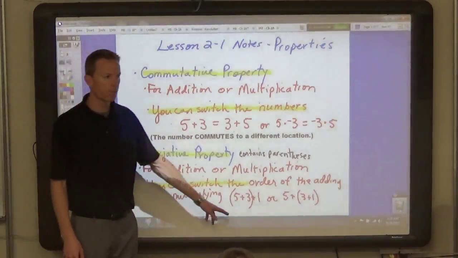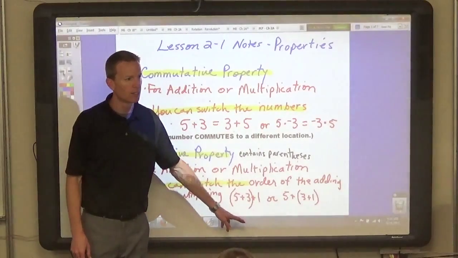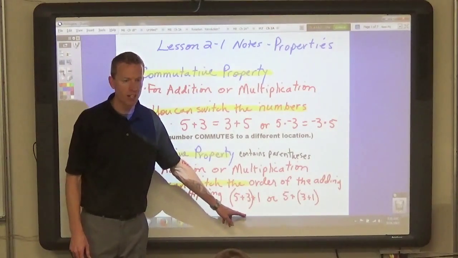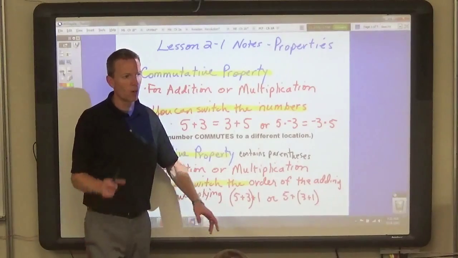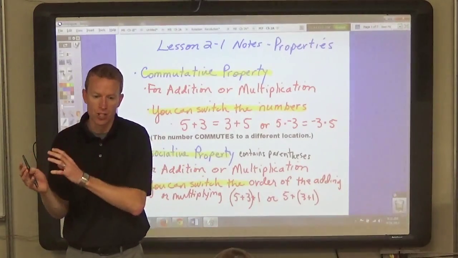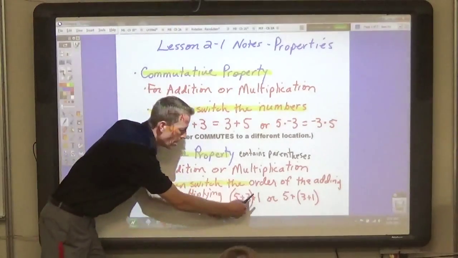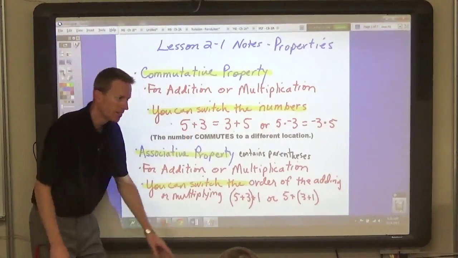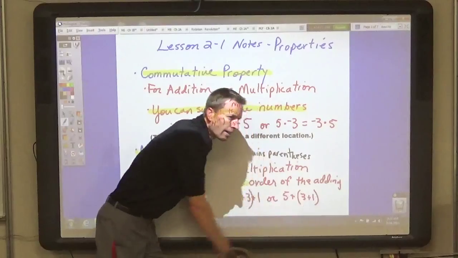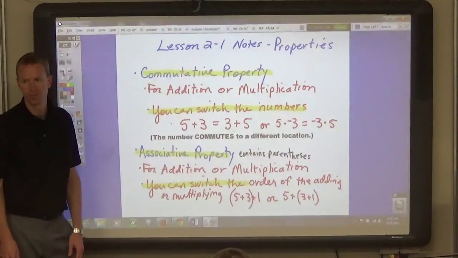Is the order different, Max? No, the order of the numbers is not different. It's the order in which you would do the addition that's different. So in this one, you add the first 2 numbers first. In the second, you add the second 2 numbers first.